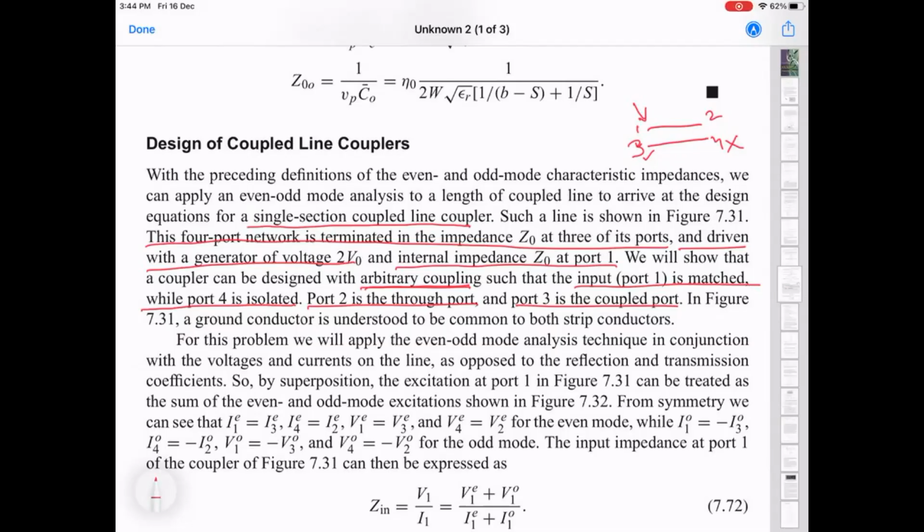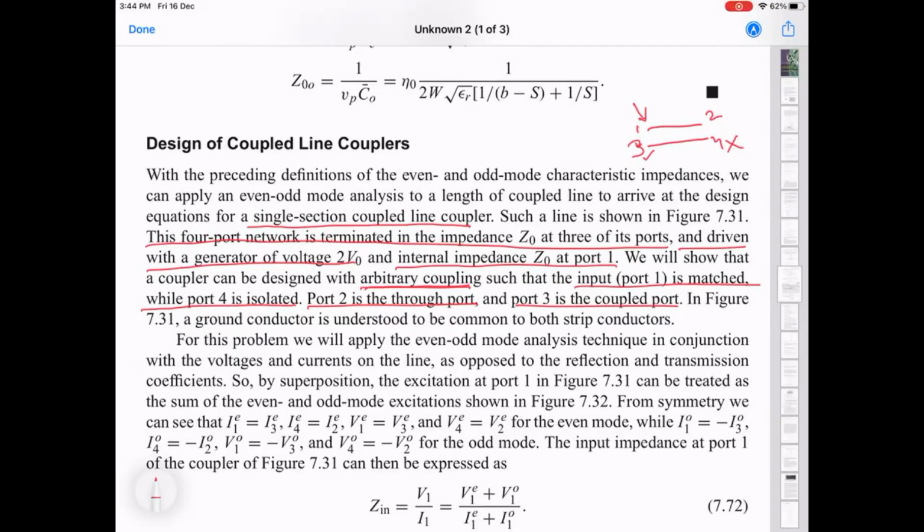And the port which is isolated is actually this port 4, which is opposite and across. And the one which is right next to the input port is the coupled port. And of course, this is completely symmetric. So any port can be used as input, and then correspondingly, all the others will change accordingly.